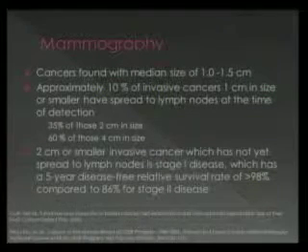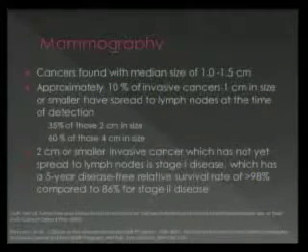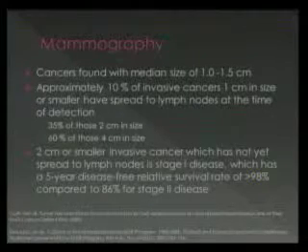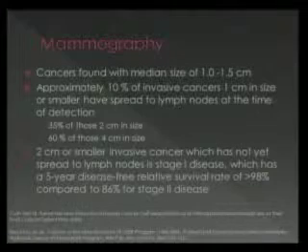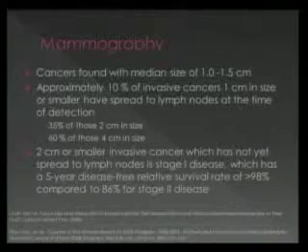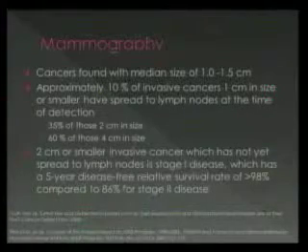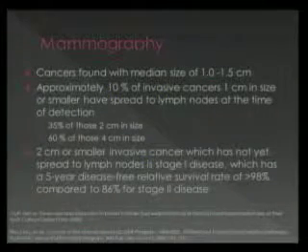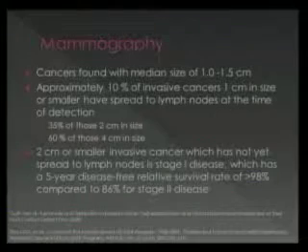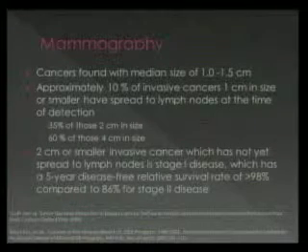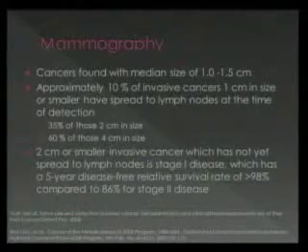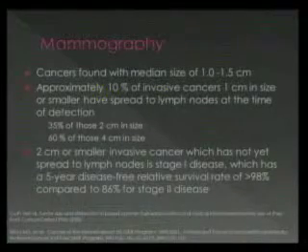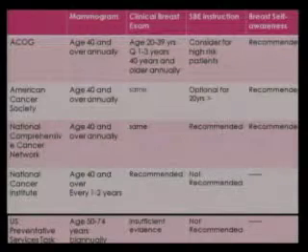from 1 to 1.5 centimeters. Approximately 10% of invasive cancers at 1 centimeter in size or smaller have spread to the lymph nodes at the time of detection, versus approximately 35% if the cancer is 2 centimeters in size, or 60% of those that are 4 centimeters in size. So a 2 centimeter or smaller invasive cancer, which has not yet spread to the lymph nodes, is stage 1, which has a 5-year disease-free relative survival rate of over 98%, compared to 86% for stage 2 disease.